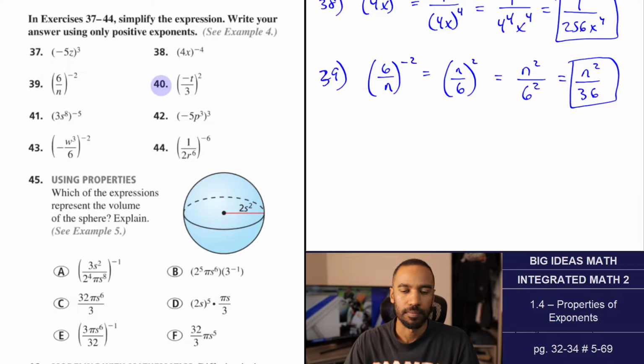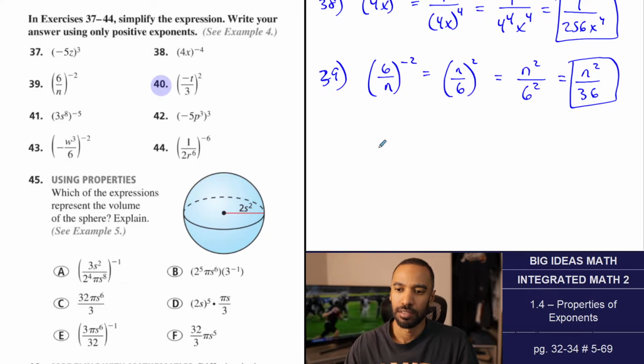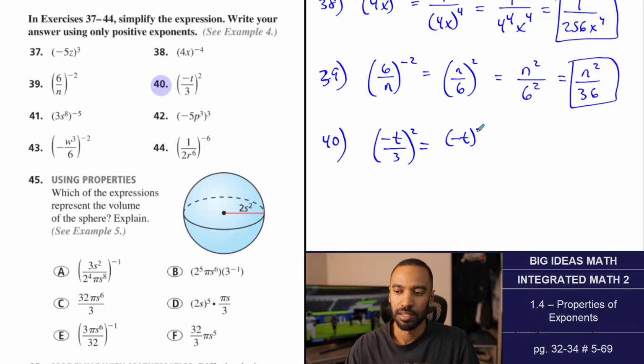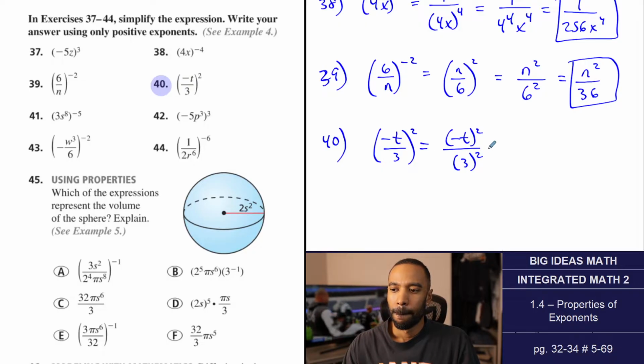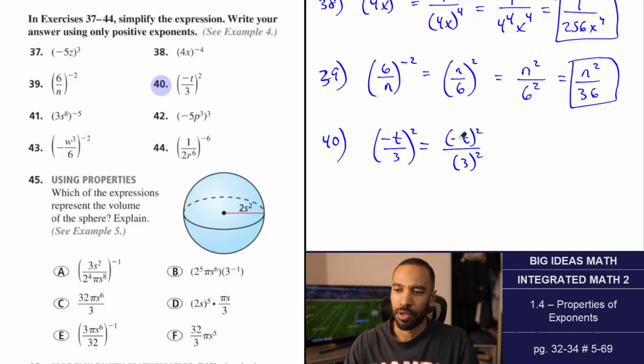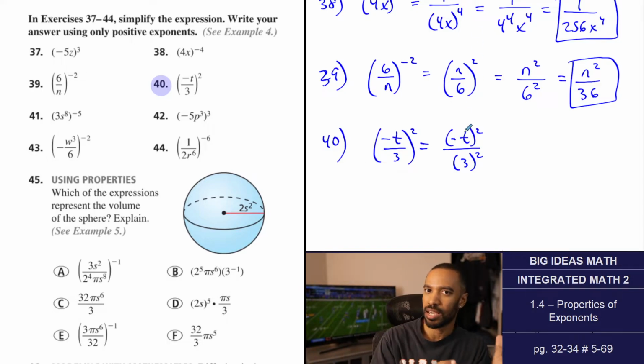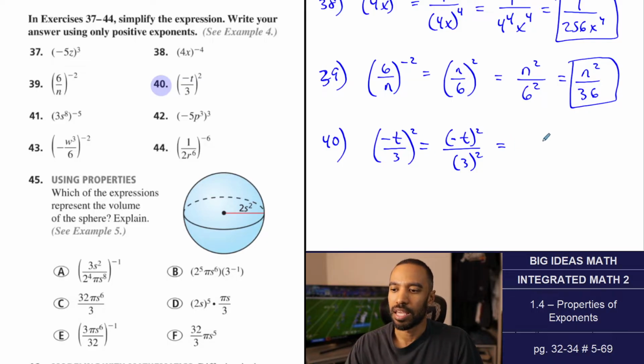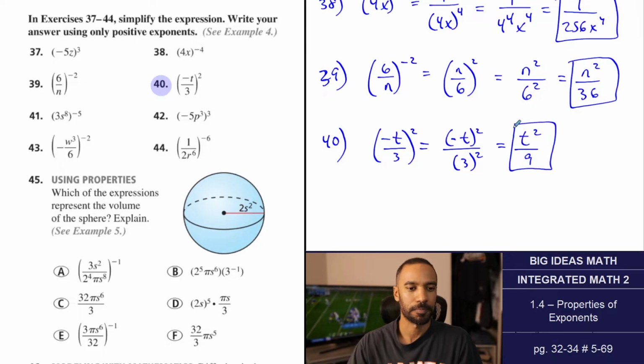Number 40, you have negative t over 3 squared, which means we will square the negative t, and we will square the 3. I'm thinking of whether it's worth saying this part here. Like negative t is negative 1 times t, and then you'd be squaring the negative 1 and the t separately. Anyway, negative t squared is positive t squared, and then 3 squared is 9. So you get t squared over 9.